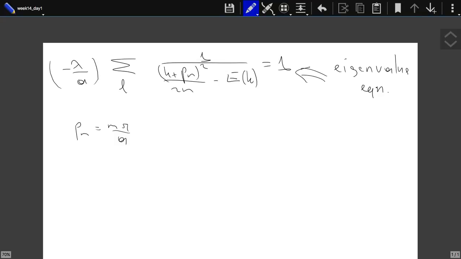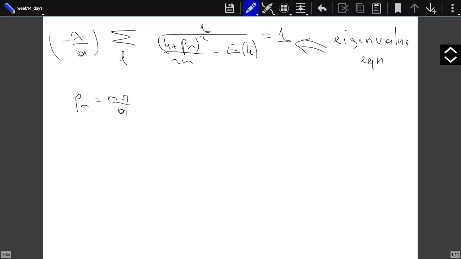Okay, so just a review of what we were trying to do last Tuesday, if you remember. We had a potential, which was periodic. And we said that if the potential is periodic, then we can always choose the eigenstates of the Hamiltonian to be also eigenstates of the translation by a operator.